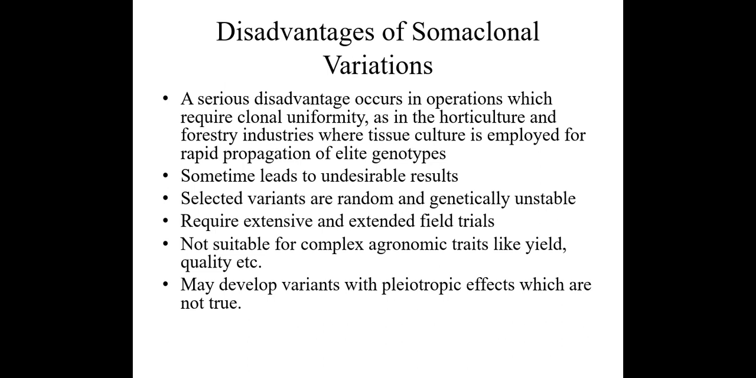Disadvantages of somaclonal variation. A serious disadvantage occurs in operations which require clonal uniformity, as in horticulture, where tissue culture is employed for rapid propagation of elite genotypes. Sometimes it leads to undesirable results. Selected variants are random and genetically unstable.